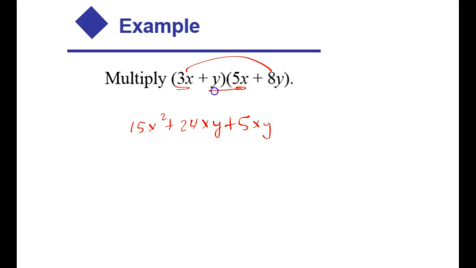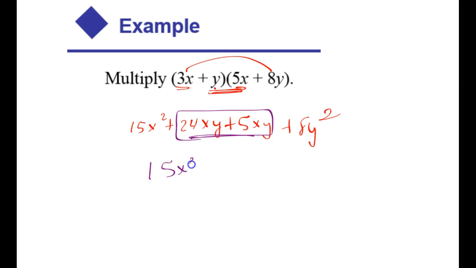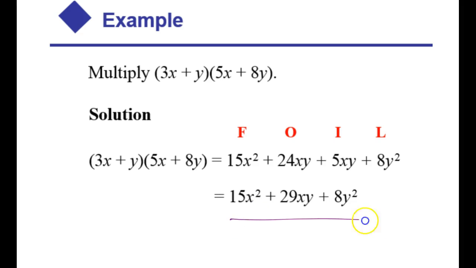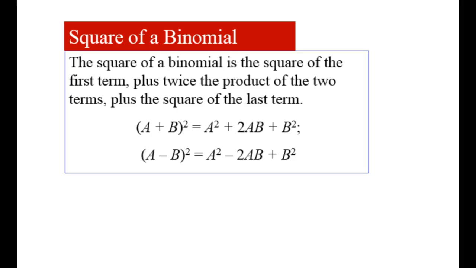5xy. Now it doesn't matter if you say yx or xy, but I'm going to put it xy so you can see that I can combine those OI terms again. And then the last is 8y squared. So again, combining these terms right here, I'll get a 29. So 15x squared plus 29xy's plus 8y squared. Looks like the author agrees. A little bit more difficult.